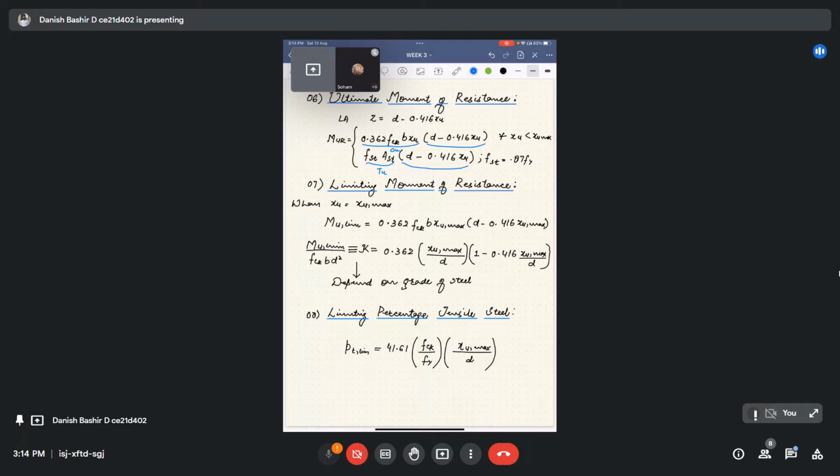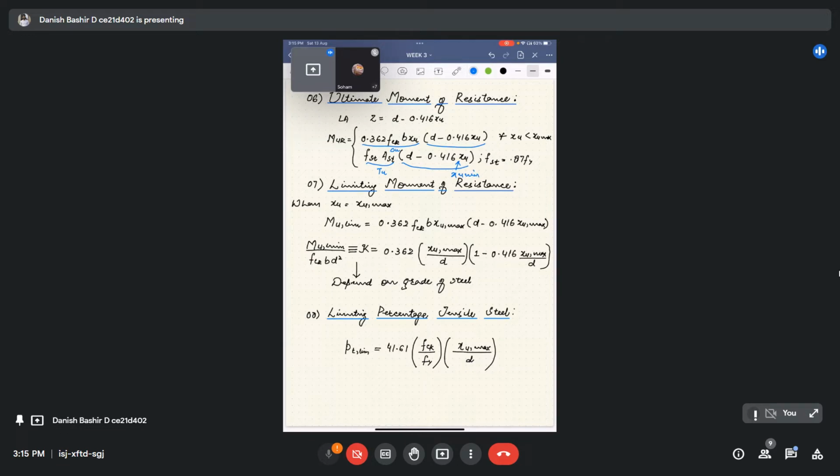So before the section becomes over reinforced, there is a limit on this moment of resistance. That is, if the neutral axis depth is up to the maximum neutral axis depth, we call this moment of resistance the limiting moment of resistance. Beyond it, it will become an over reinforced section. The code has given an expression for Mu limiting like this. When you substitute XU as XU limiting, we will get this formula.